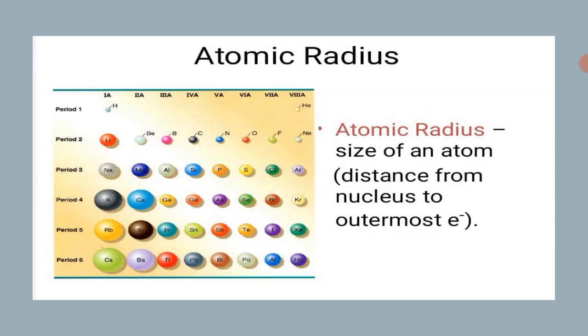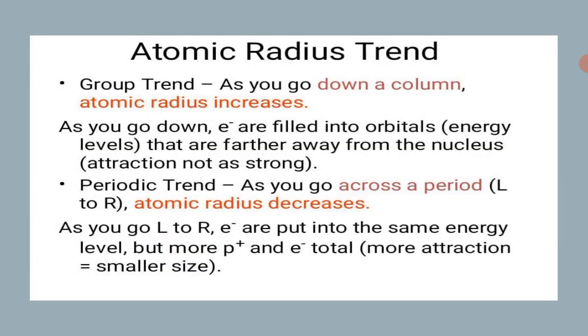Let us come to atomic radius. Atomic radius is the size of an atom, that is, the distance from the nucleus to the outermost electron. Atomic radius trend. In the group trend, as we go down a column, atomic radius increases. As we go down, electrons are filled into orbitals that are farther away from the nucleus.